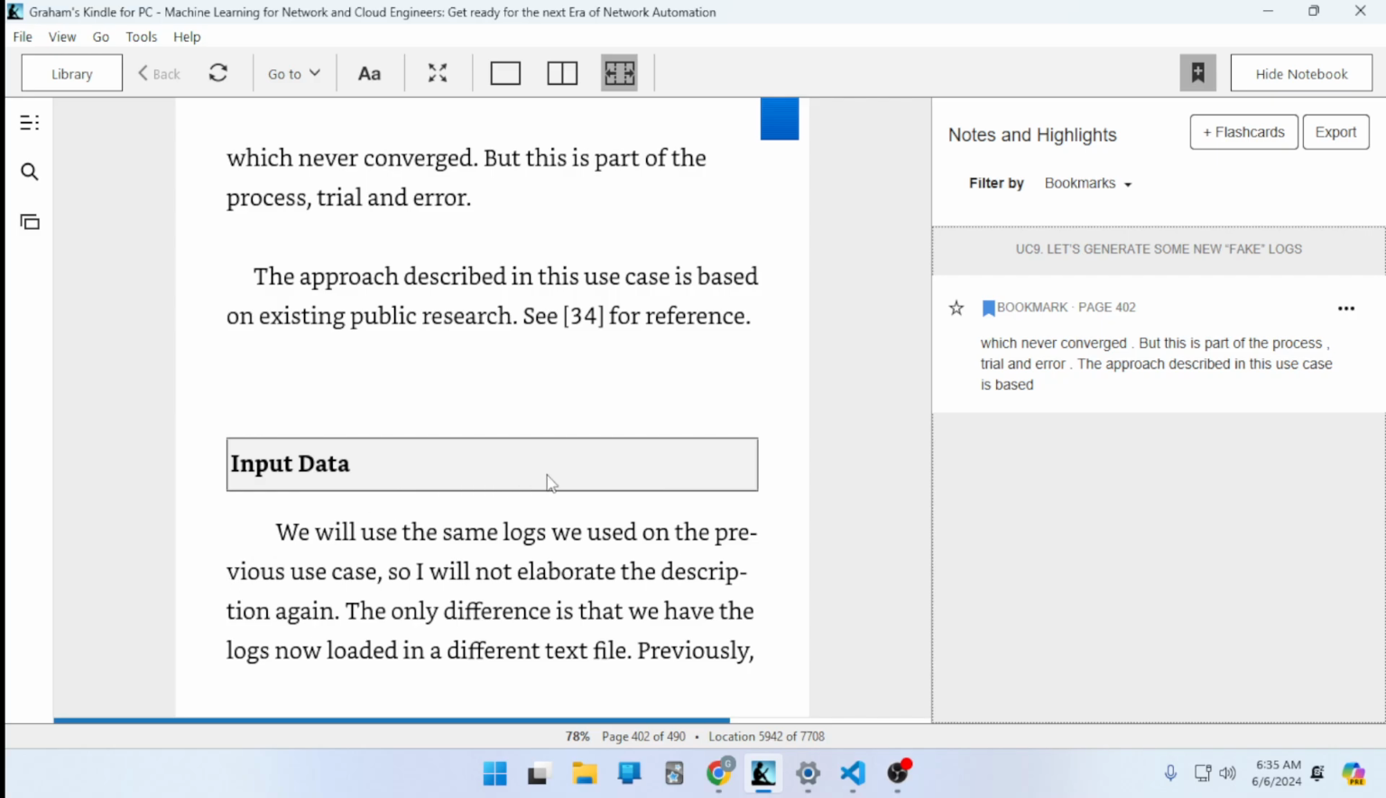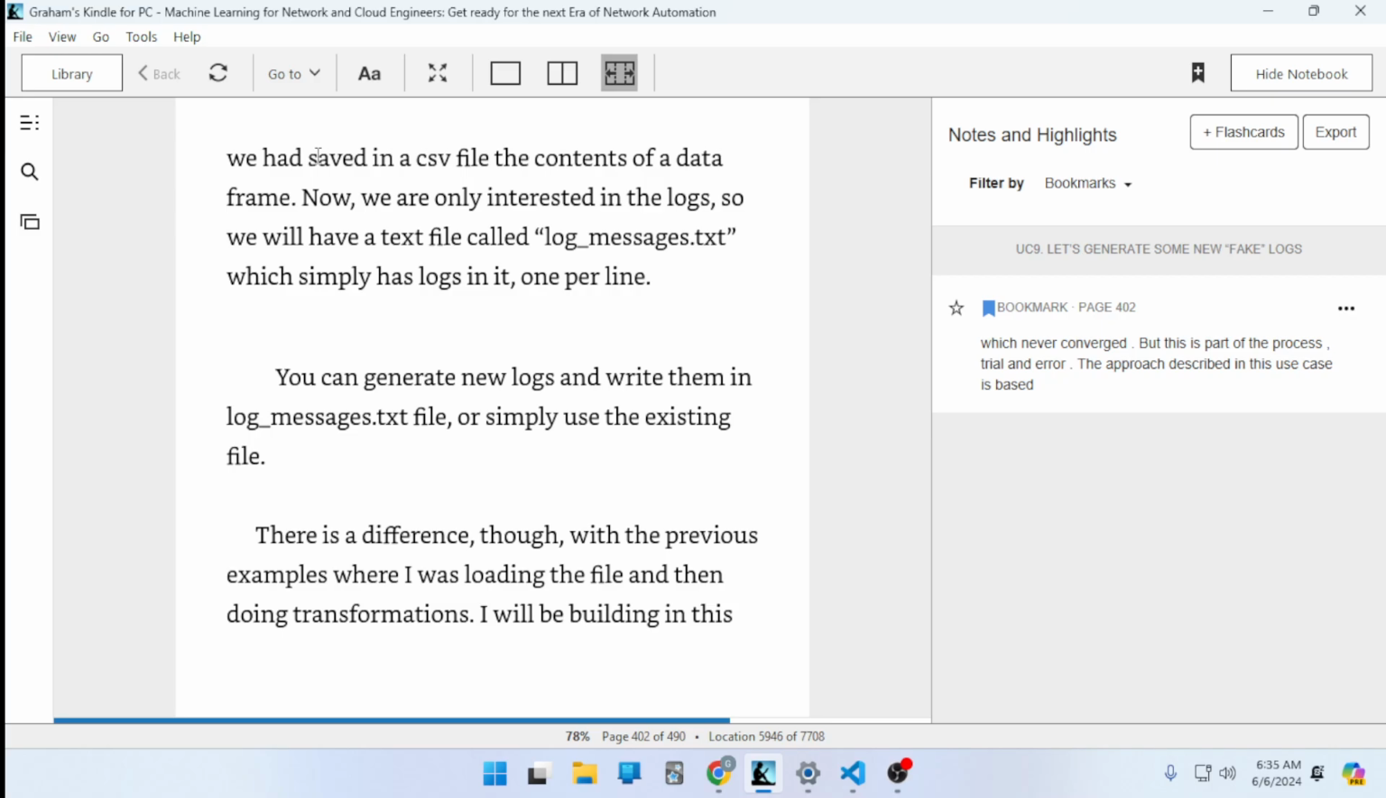Input data. We will use the same logs we used in the previous use case, so I will not elaborate on the description again. The only difference is that we have the logs now loaded in a different text file. Previously, we had saved in a CSV file the contents of a data frame. Now we are only interested in the logs, so we will have a text log called logmessages.txt, which simply has logs in it, one per line. You can generate new logs and write them in the logmessages.txt file, or simply use the existing file.